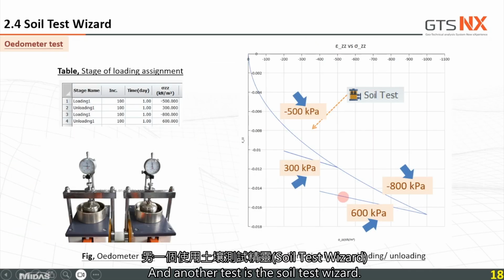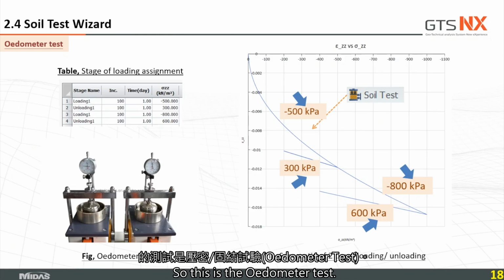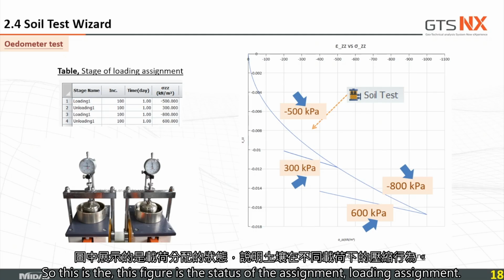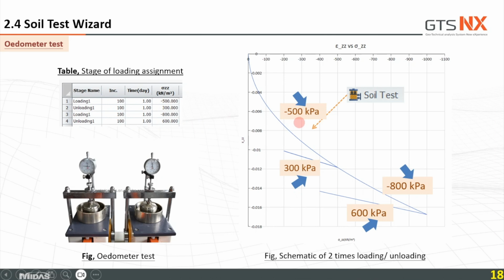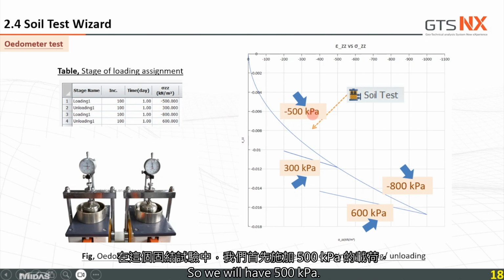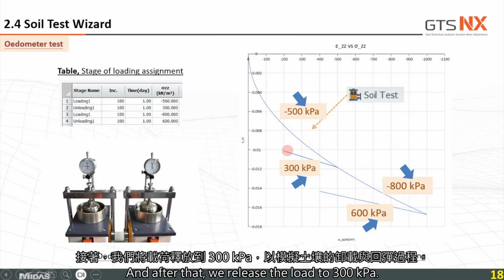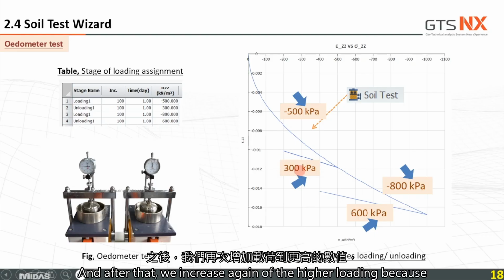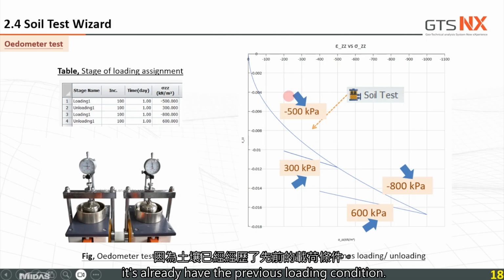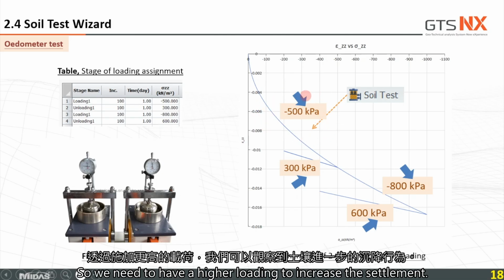Another test in the soil test wizard is the Oedometer test. This figure shows the stages of the loading assessment. We have 500 kilopascal, and then we increase the loading to find the settlement, and after that we release the load to 300 kilopascal. After that we increase again to a higher loading, because it already has the previous loading condition, so we need a higher loading to increase the settlement.